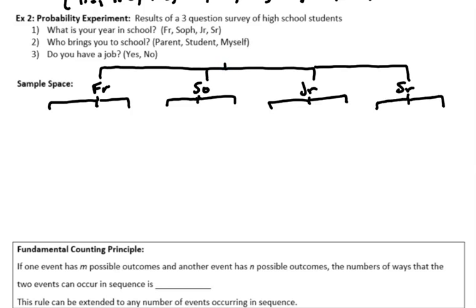So each one of them could be parent, student, myself. So who's bringing you to school? Parent, another student, myself. So I'm going to put those 3 for each one of them. Now, after that, we can break each of those down into 2 possible question responses for the third.